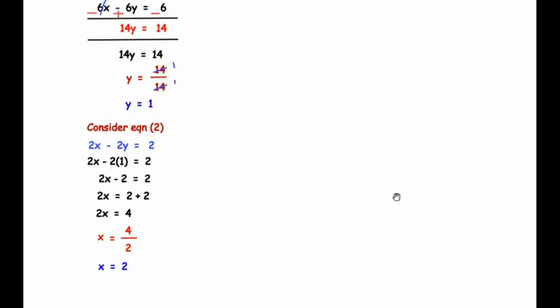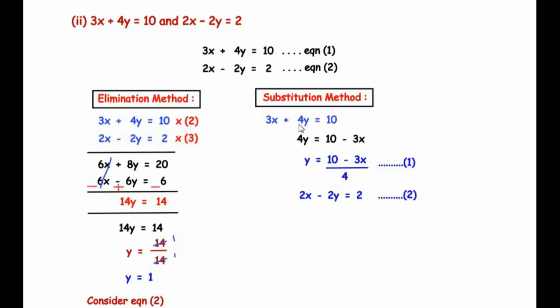Now let us proceed with the substitution method. So here we have considered the equation 1, that is 3x plus 4y equal to 10. Now rearranging this equation we get 4y is equal to 10, now taking 3x on the other side we get 10 minus 3x. Now let us take this 4 on the other side of the equal to sign.